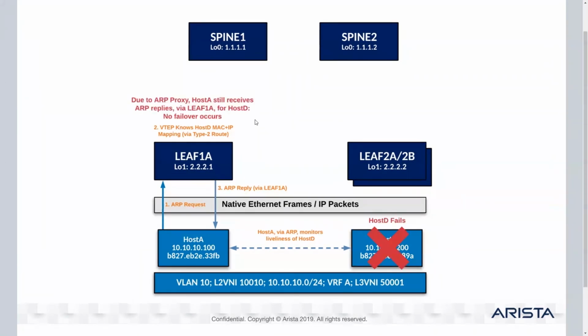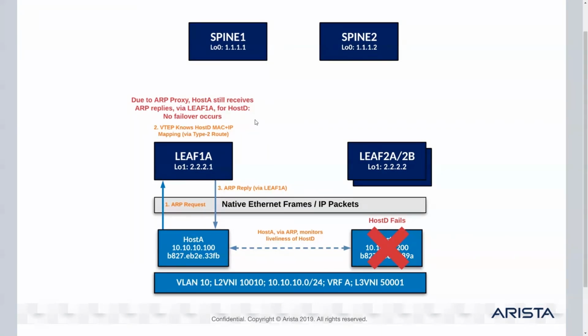But then now host D is the opposite of that. Host D has failed. But the problem is that until leaf 2A or 2B send the associated withdraw for that type 2 via BGP over to leaf 1A, leaf 1A is still going to have the MAC plus IP mapping for host D. It's still going to know about it locally. It's going to be on that output of show IP ARP remote. So it has the information to do ARP suppression, and it will.